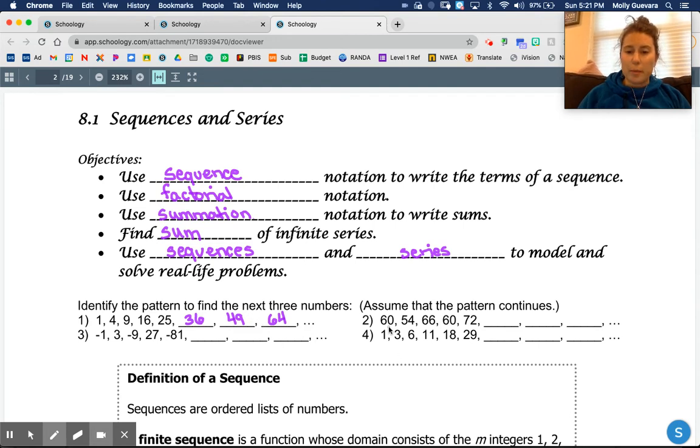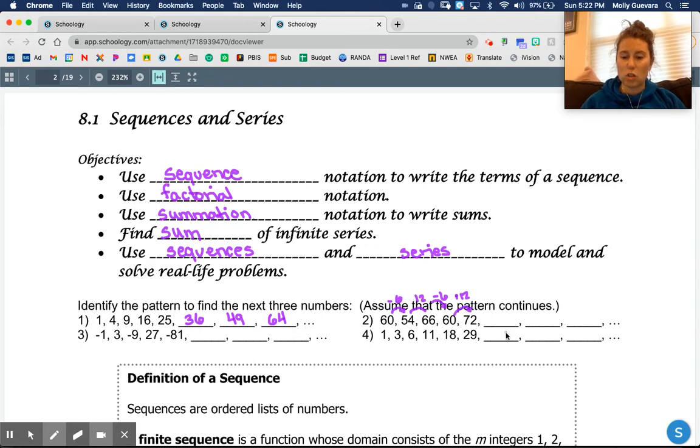Okay, for number 2, let's look here. Sometimes if you don't realize what's happening, you can just start writing things down. So here, to go from 60 to 54, I subtract 6. And then to go from 54 to 66, I add 12. And then I subtract 6. And then 60 to 72, I add 12. So then the next number would be I subtract 6.